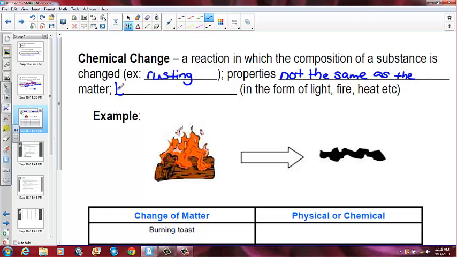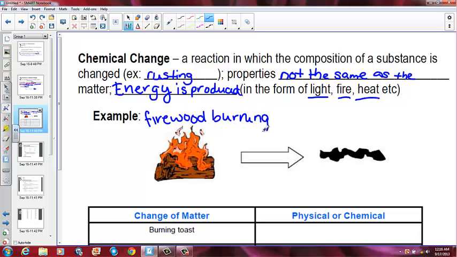Energy is produced during a chemical change. And this is generally in the form of light, fire, heat, etc. So here we have firewood burning. And what do you get? You get ash and heat, as well as some fire.